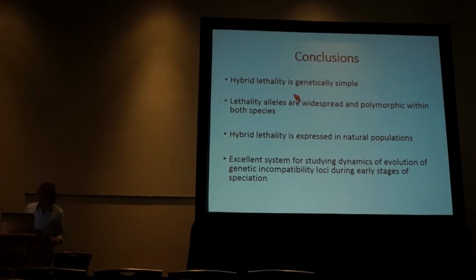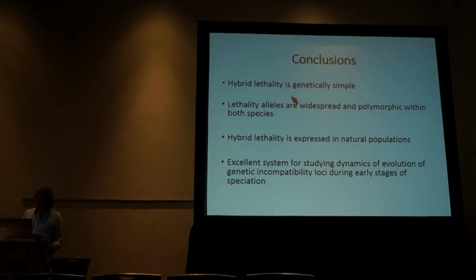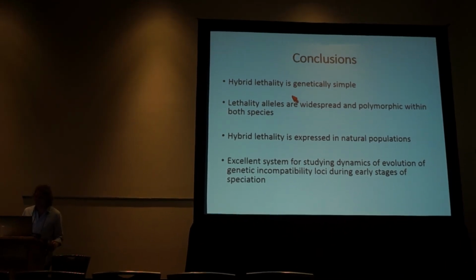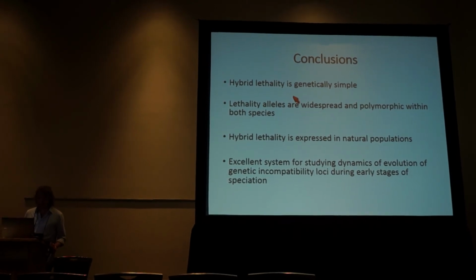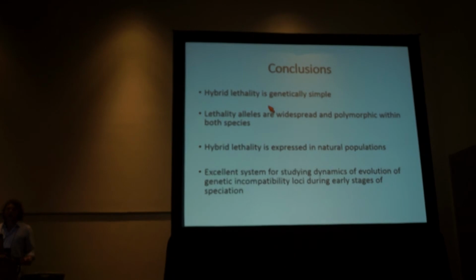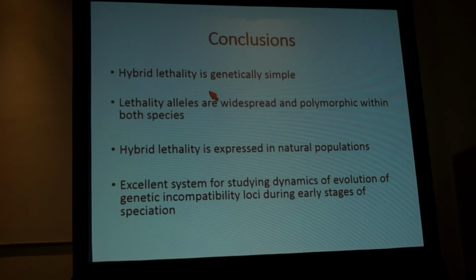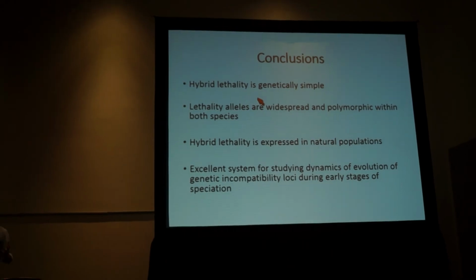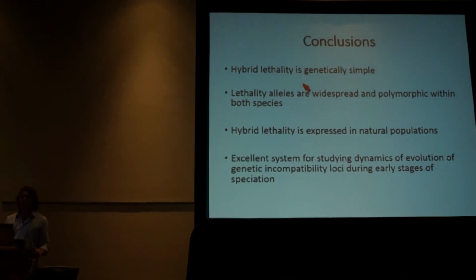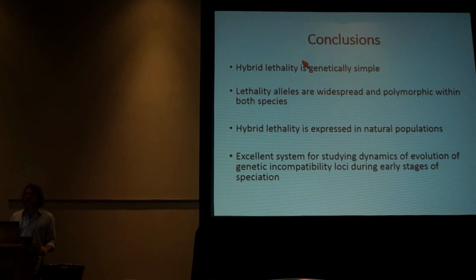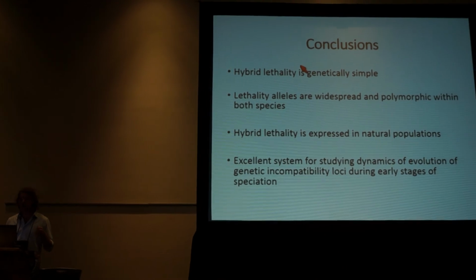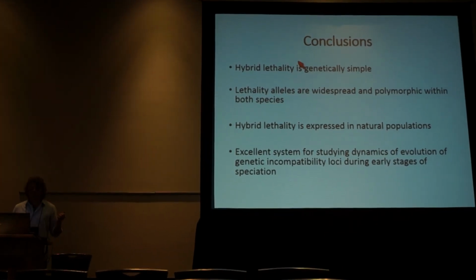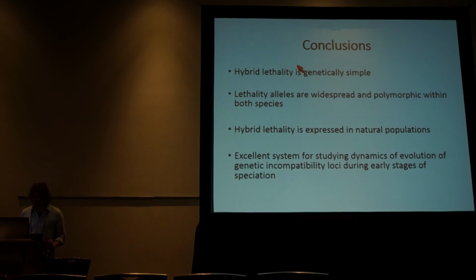It's real close. Okay. So the conclusions here are that hybrid lethality is genetically simple. It's a really tractable system to study. The lethality alleles, as I've been saying, are very widespread, and they're polymorphic within both species. Additionally, hybrid lethality is expressed in natural populations, and that makes this a really excellent system for studying the dynamics of hybrid incompatibilities in real-world systems where DMIs might actually be important in the speciation process.